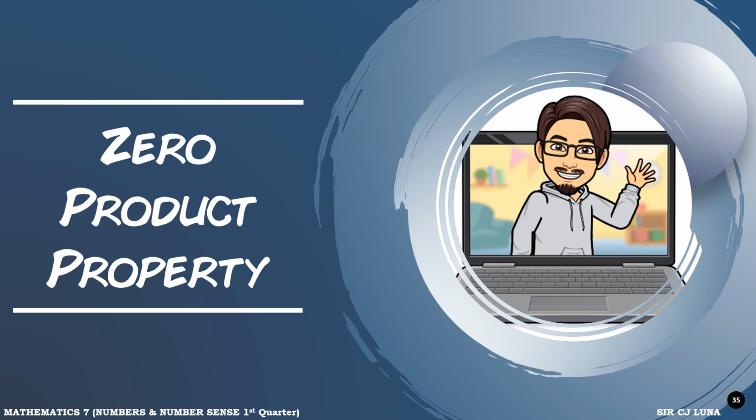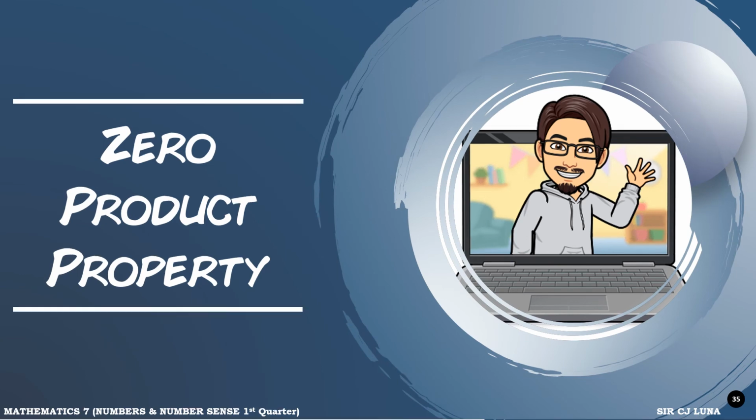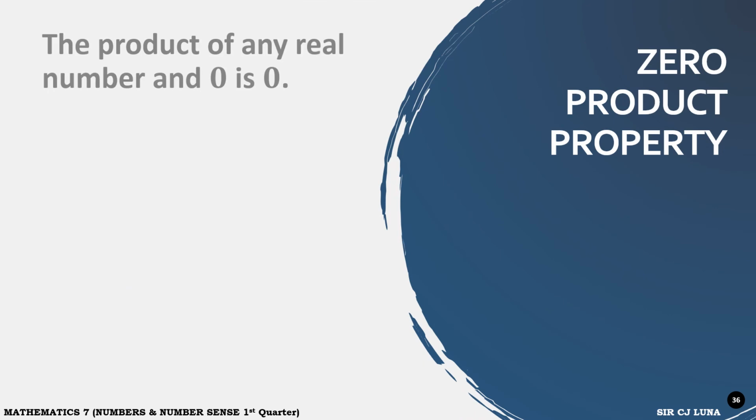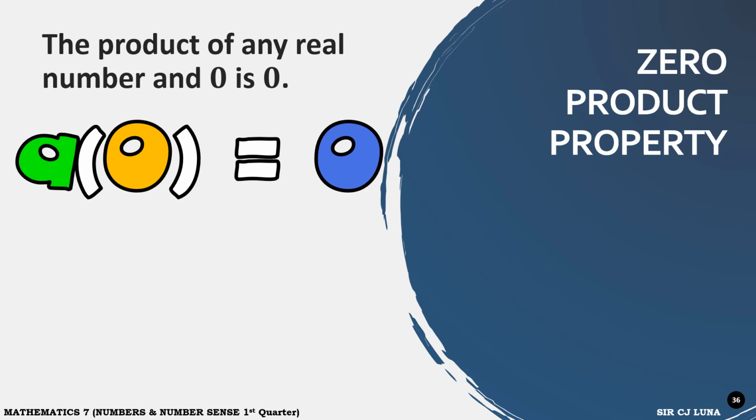Next is the zero product property. The product of any real number and 0 is 0. A times 0 is 0. Kahit anong i-multiply mo sa 0, ang sagot ay laging 0.